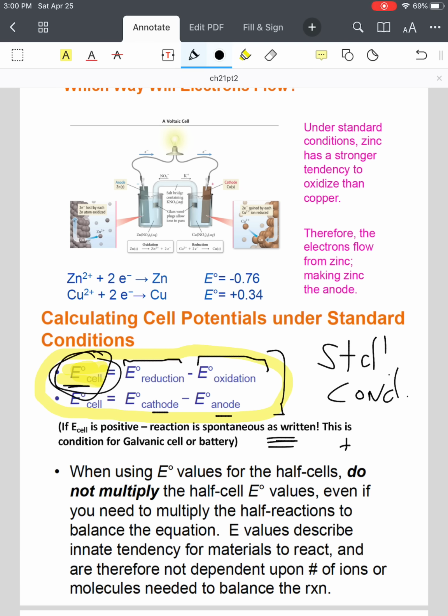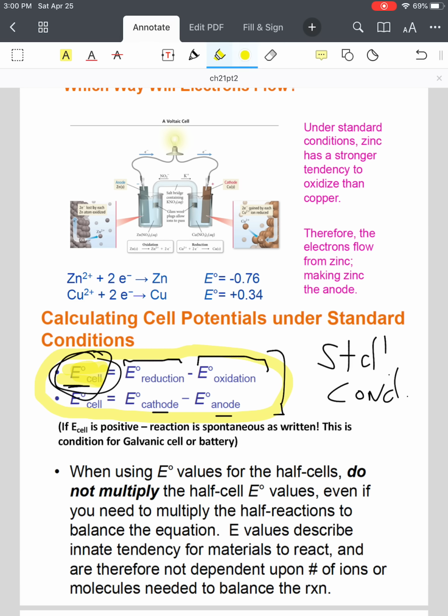If E cell is a positive number, what that means is the reaction is spontaneous. If E0 cell is positive, the reaction is spontaneous as written, and that's called a galvanic cell. However, if E cell is negative, it is not spontaneous as written, and in fact the reverse reaction would be spontaneous. So that's how you tell the spontaneity of a reaction for electrochemistry. If you can compute E0 cell, you can tell if it's spontaneous or not, all right?